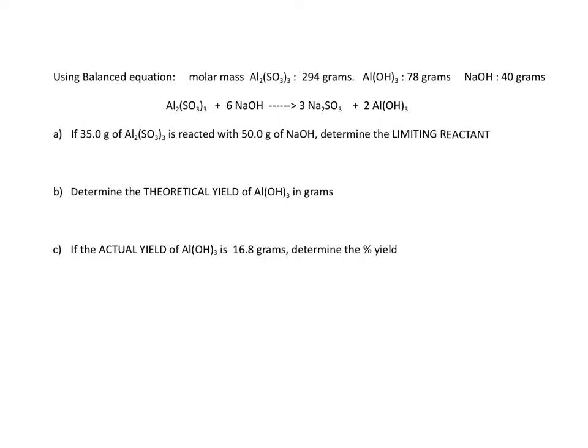The first one, I'm dealing with: if 35.0 grams of Al2(SO3)3 is reacted with 50 grams of NaOH, determine the limiting reactant. Now you'll notice I'm given 35.0 grams of Al2(SO3)3 and I'm given 50 grams of NaOH. These are found on the left side of my arrow. So right here, I'm only working with my reactants. It is important to notice that I'm only going to see these when I'm dealing with my reactants.